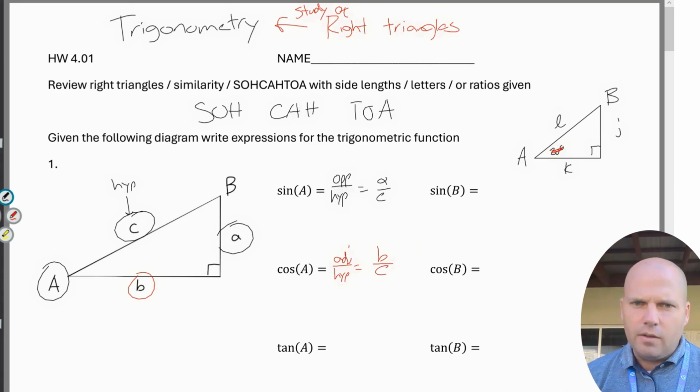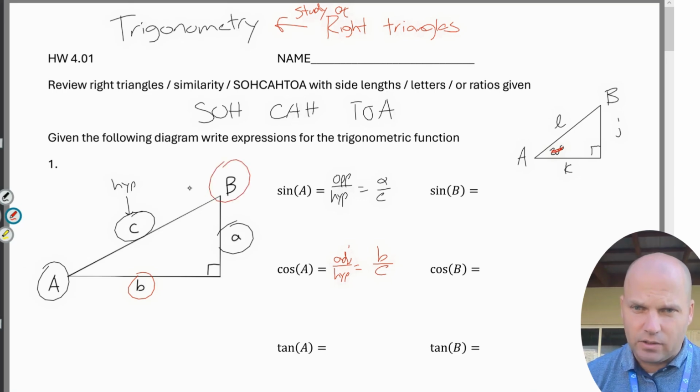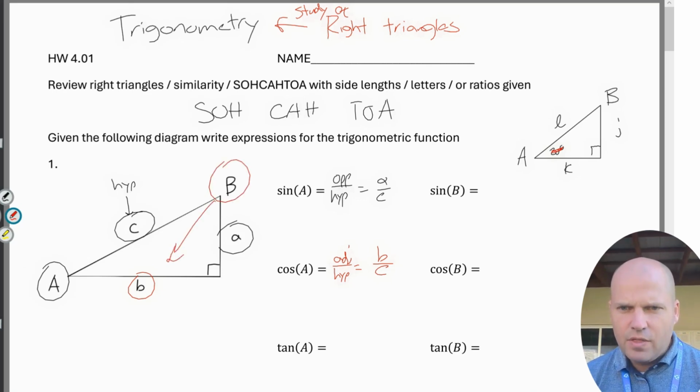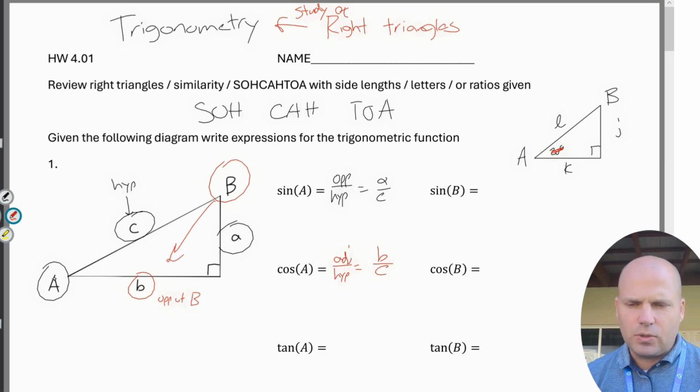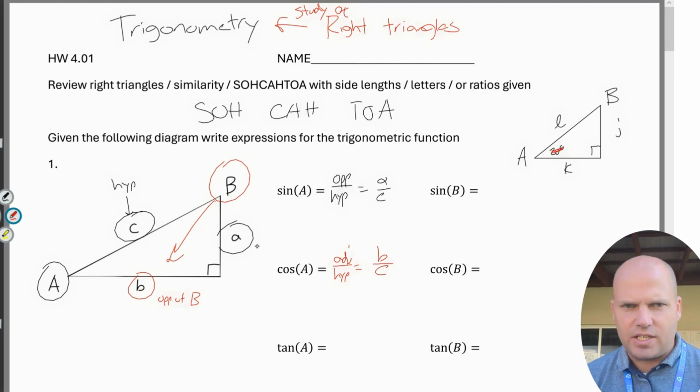Now, really quickly, be careful out there. If I'm talking about a different angle, then this would be the opposite of B. This would be the adjacent to A. So the adjacent to A would be the opposite of B, and vice versa. The opposite to A would be the adjacent to B.